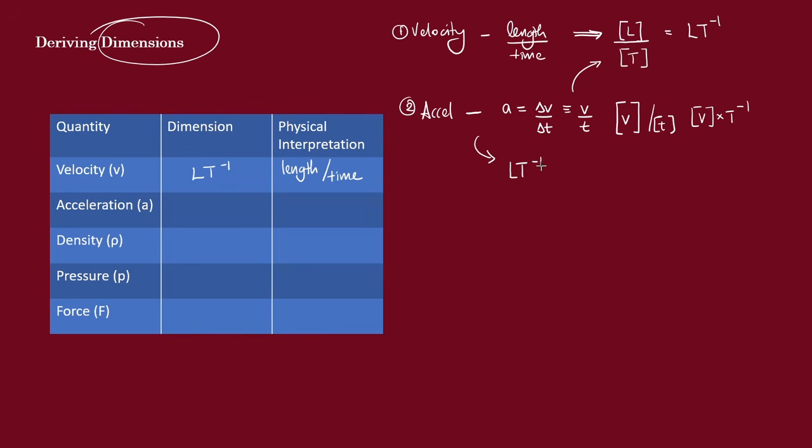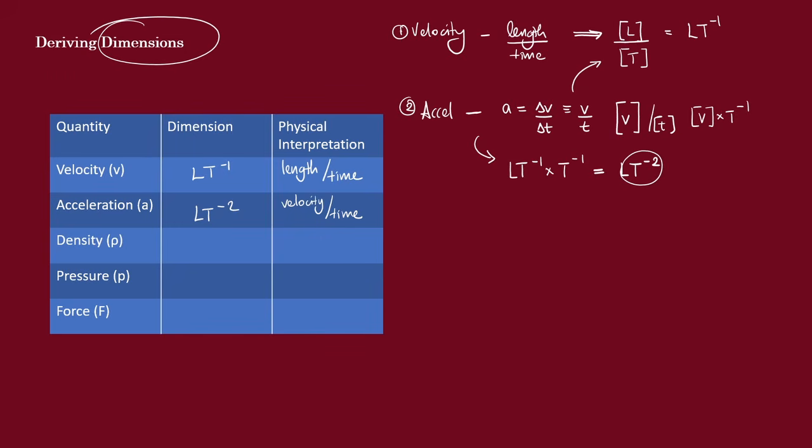Recall velocity is LT raised to the power minus 1, times T raised to the power minus 1. From the principles of indices, we can just add these two together: LT raised to the power minus 2. So it's velocity over time, and we established that it's going to be LT raised to the power minus 2.